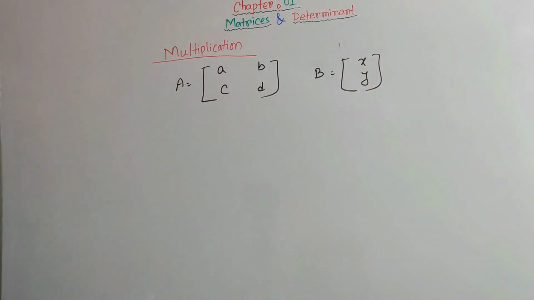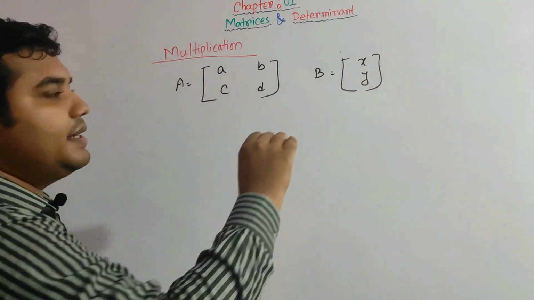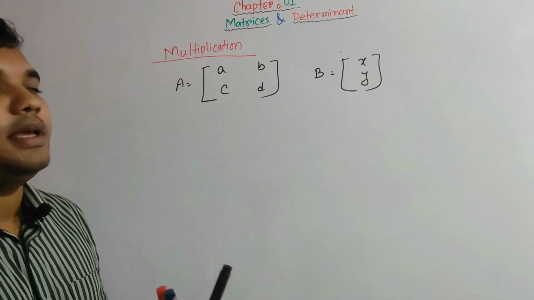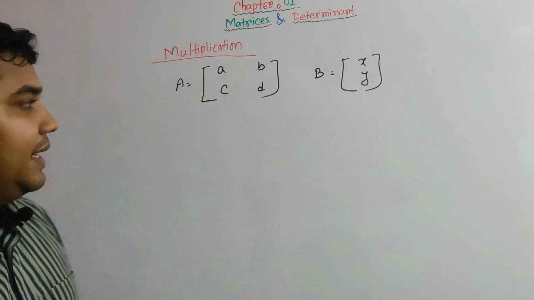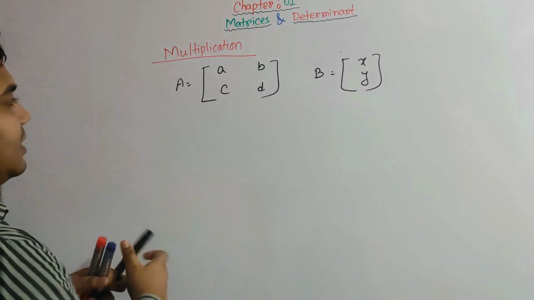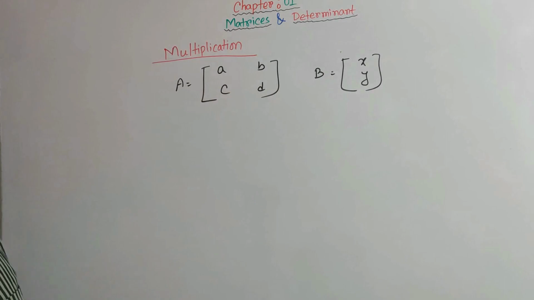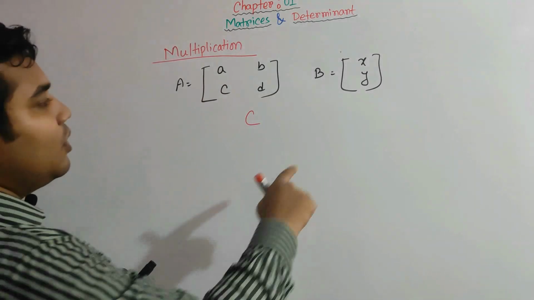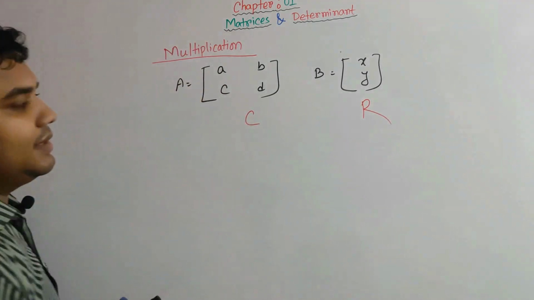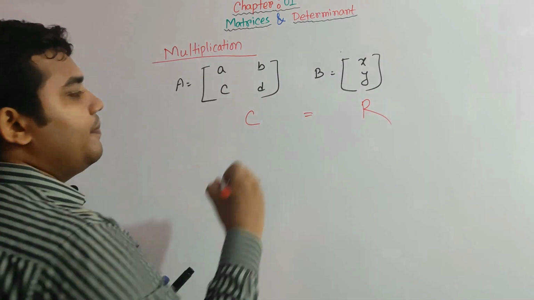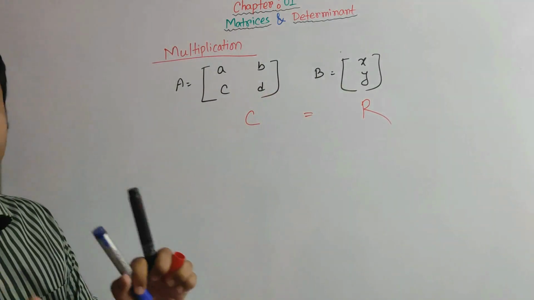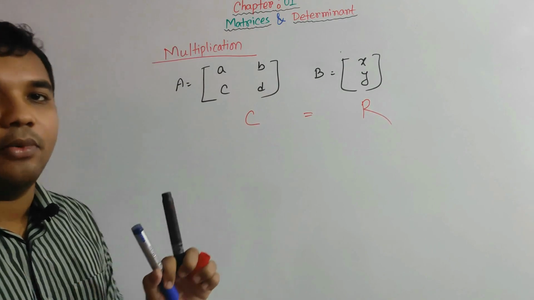First thing: when are two matrices multiplicable, or what's the condition for two matrices to be multiplicable? If the columns of the first matrix and the rows of the second matrix are equal, then we can say these two matrices are multiplicable. It's a very important thing.